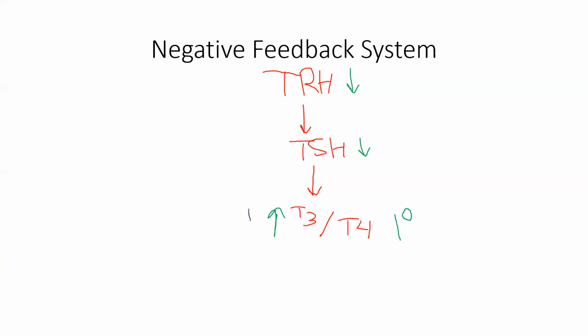If we had an increase in T3, T4, an increase in TSH, but a decrease in TRH, there'd be a problem with the pituitary gland, either a tumor or some type of genetic disease there. That'd be secondary hyperthyroidism.